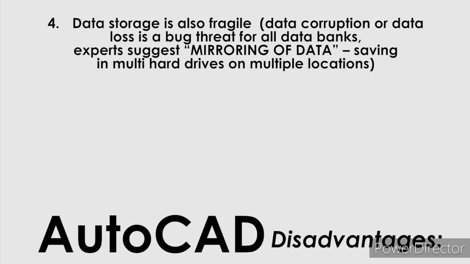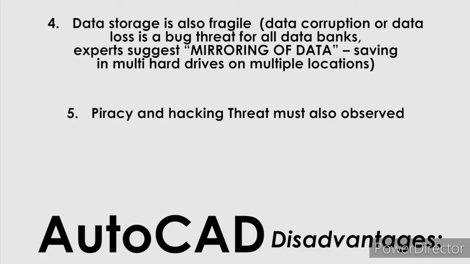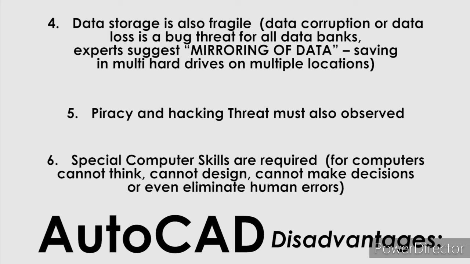Number 4. Data storage is also fragile. Data corruption or data loss is a big threat for all data banks. Experts suggest mirroring of data or saving in multiple hard drives in multiple locations. Number 5. Piracy and hacking threats must also be observed. Number 6. Special computer skills are required, for computers cannot think, cannot design, cannot make decisions, or even eliminate human errors.